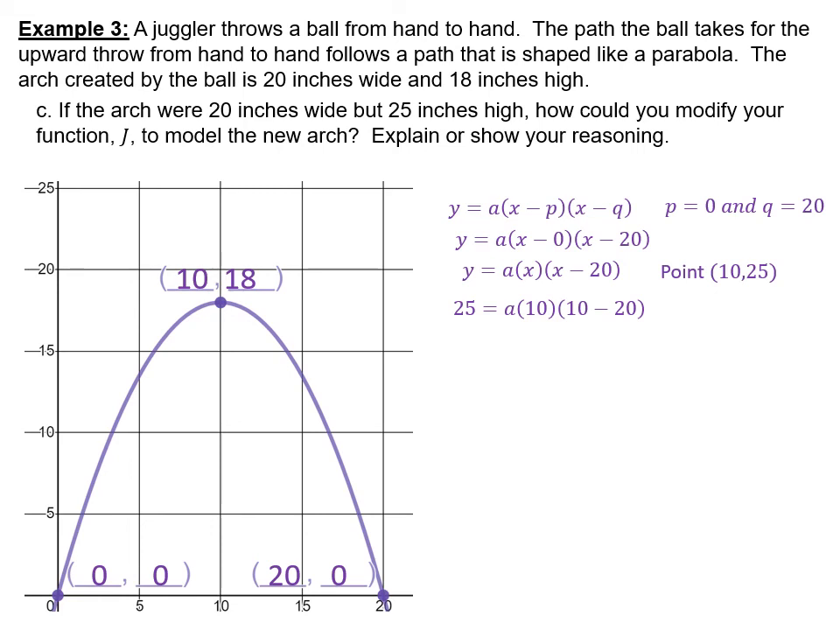And so plugged in the 10, plugged in the 25, now we start simplifying. Again, that's going to be negative 100 times a equals 25, and that gets us negative 1/4, so negative 0.25 versus negative 0.18, and 0.25, yes, is further from 0. And that gets us our equation.